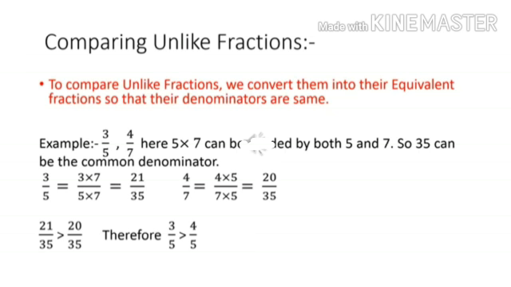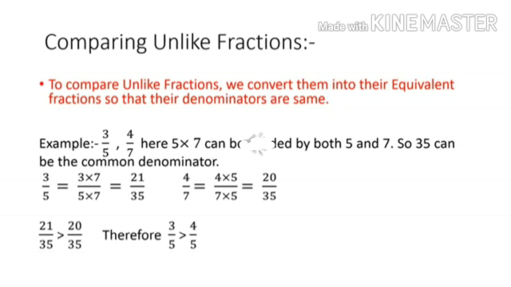Let's see the first example over here. 3 upon 5 and 4 upon 7. Girls, is there any connection between 5 and 7? No. So here we can multiply 5 into 7, which can be divided by both 5 and 7. When you take the multiple of 5 and 7, the first common multiple you can get is 35. So 35 can be taken as the common denominator.